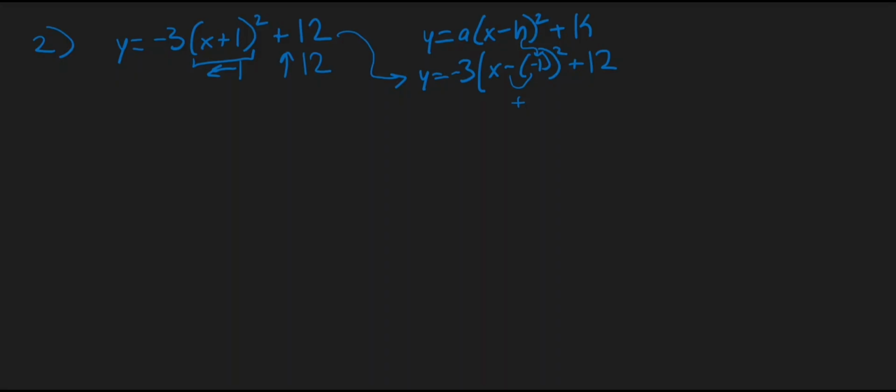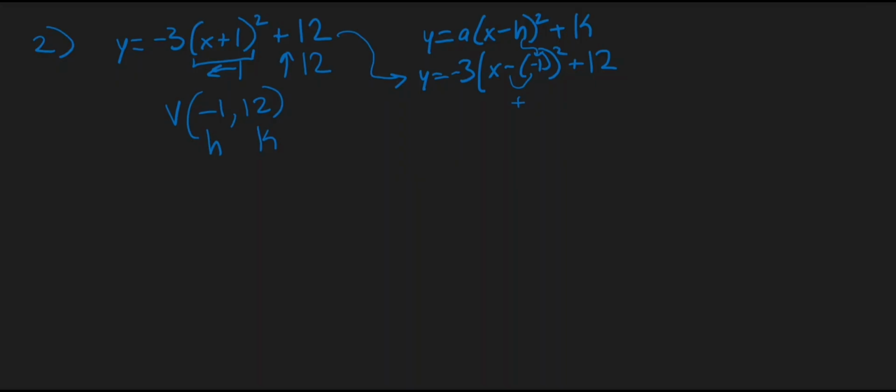So we know that the vertex would be at (h, k), and that corresponds to (-1, 12). So again, h is -1 and k is +12. You take the opposite sign of the x value for the vertex, and the actual sign for the y value, and that's going to be the vertex. Now from there, it's the same process.